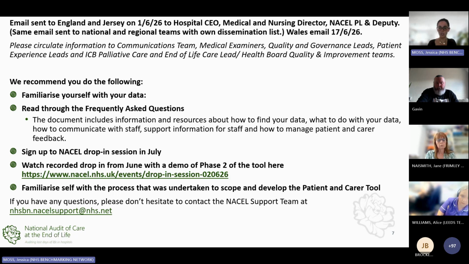It's not the final version, it's still in development, but it will give you a good idea of where we're currently at with it. And then finally, please just familiarise yourself with the process that was undertaken to scope and develop the patient and carer tool. That involved meeting and engaging with 22 colleagues and clinicians across England, Wales, Jersey, and at various different levels across the system, as well as working with members of the public with lived experience. But if you do have any questions, please don't hesitate to contact us. Hopefully we can answer any questions today, as well as in the drop-in session.